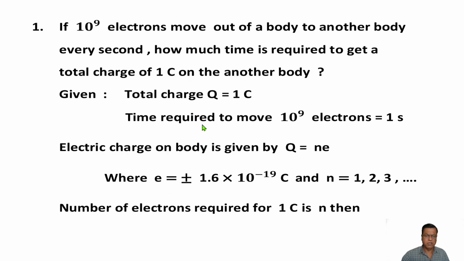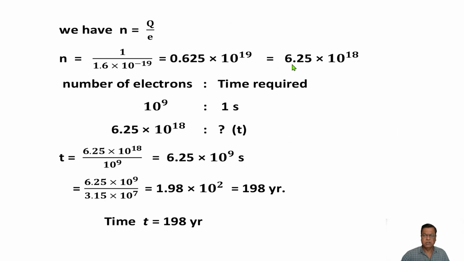Now again, from the question we have given, if 10 raised to 9 electrons are transferred, then the time taken is 1 second. Here this much electrons we have to transfer. So the number of electrons transferred and the time required: 10 raised to 9 electrons are transferred, then 1 second is required. If 6.25 into 10 raised to 18 electrons are transferred, then what time? So T equal to 6.25 into 10 to 18 multiplied by 1 and divided by 10 to 9, equal to 6.25 into 10 to 9 seconds. So the total time is 6.25 into 10 to 9 seconds.